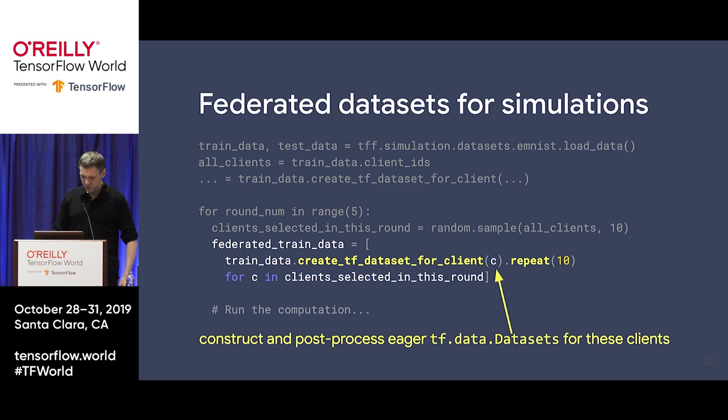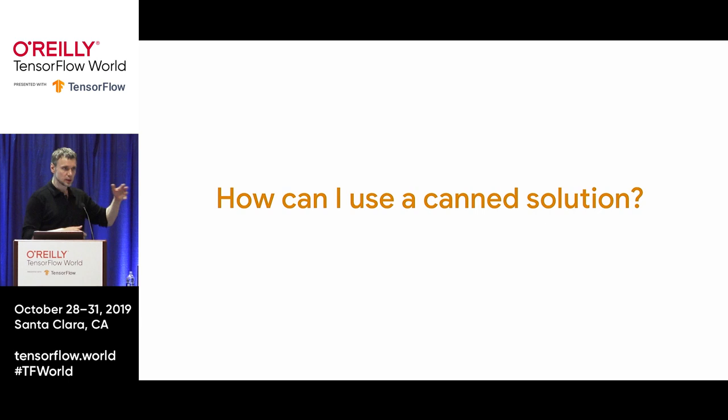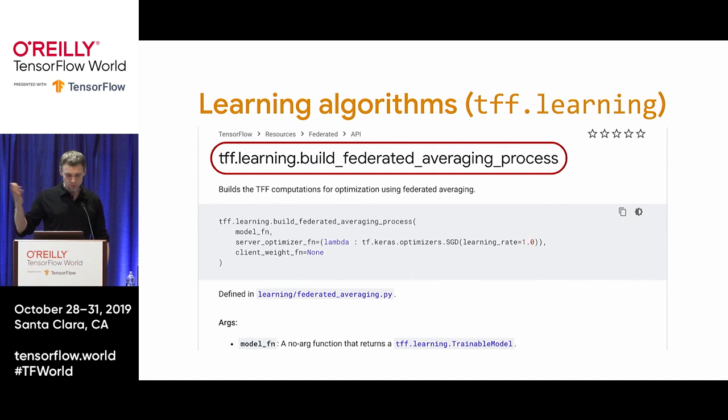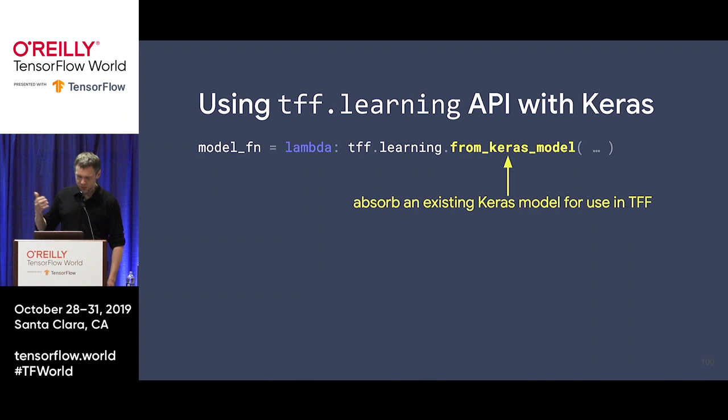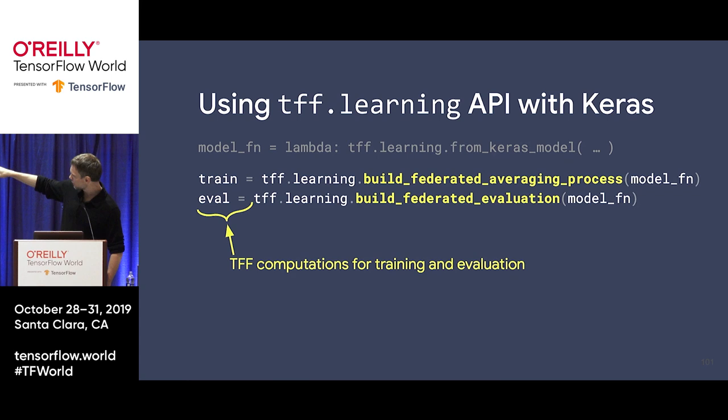If you don't want to implement anything from scratch, as we sort of did in this tutorial, you might use one of the canned APIs, like the tff.learning module. So for example, here's one function that constructs federated training computations. It's easiest to use with Keras. You don't have to use Keras, but it's much easier if you do. So if you have a Keras model, you just have a one-liner function to convert it into a form that TFF can absorb. And then these one-liner calls shown here take that model and construct computations that you can use for training and evaluation.